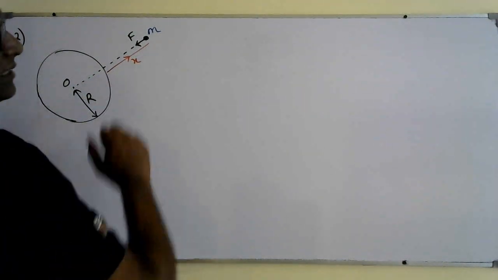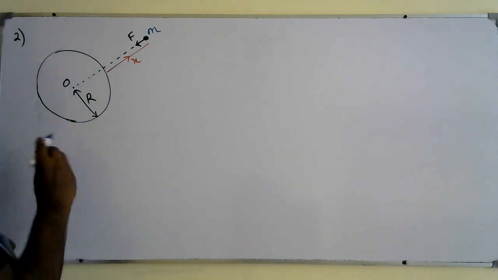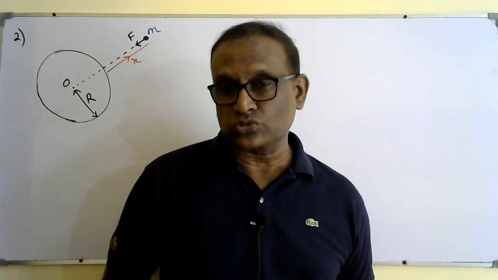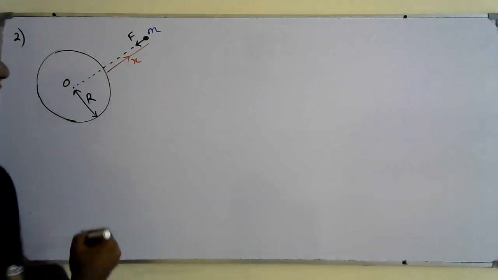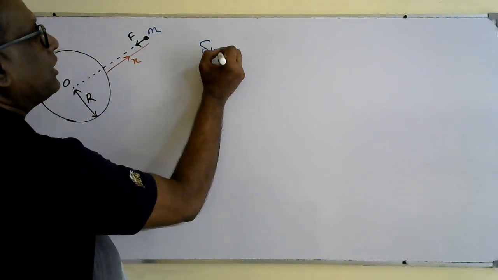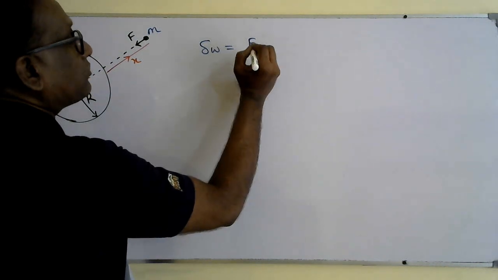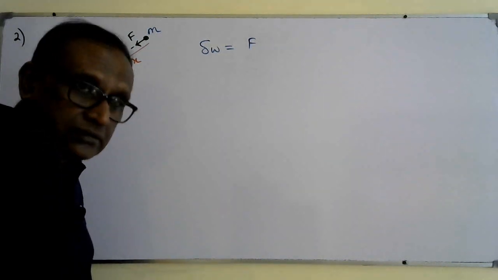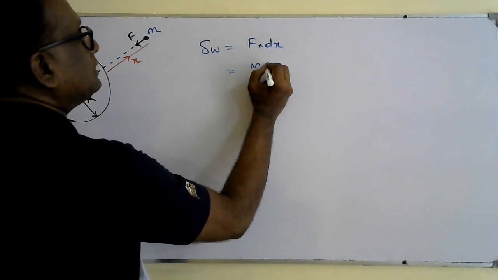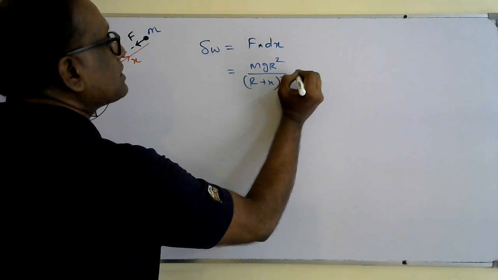When it is at a distance x above the surface of Earth, the force acting on it is, as we already found, F equals mg R squared over (R plus x) all squared. If it moves a distance delta x, what is the work done by the gravitational force? Delta W, the work done by the gravitational pull, equals the force F, mg R squared over (R plus x) all squared, into the distance it moves, dx.